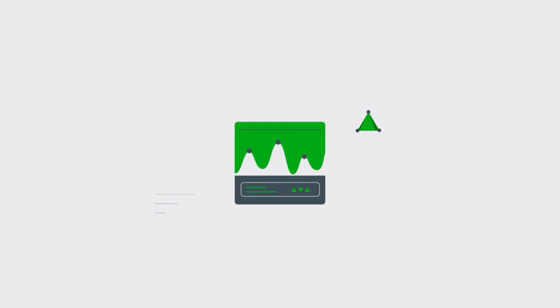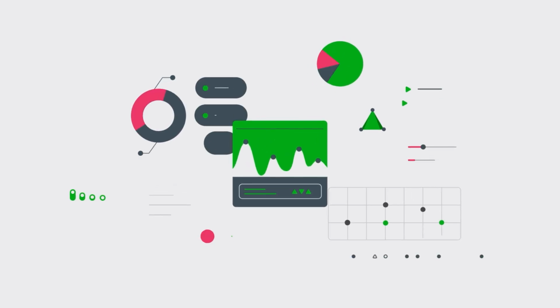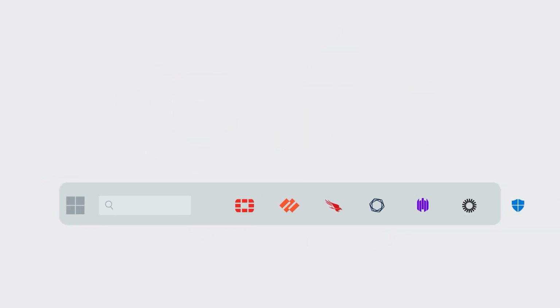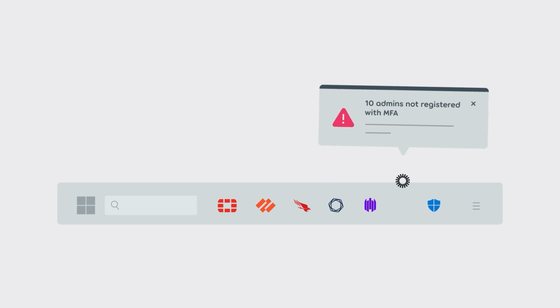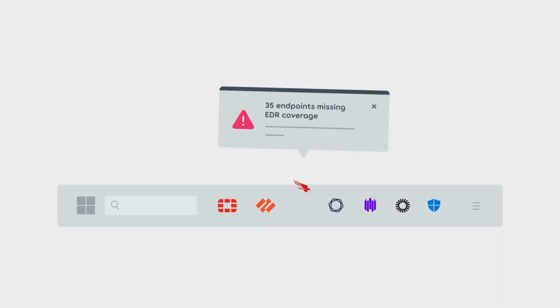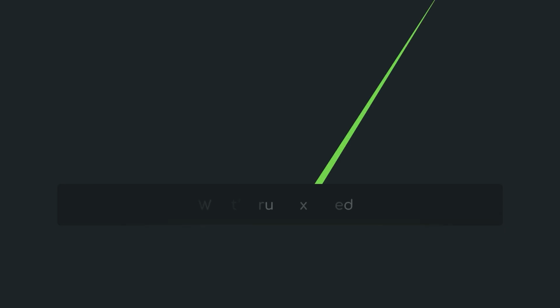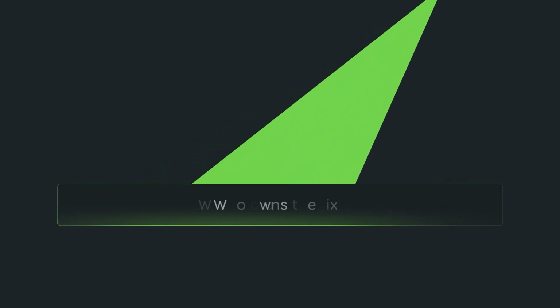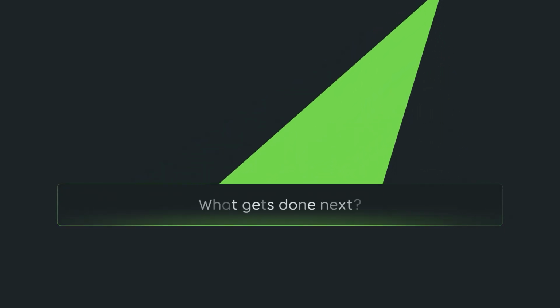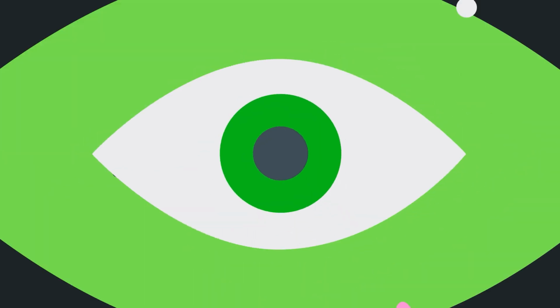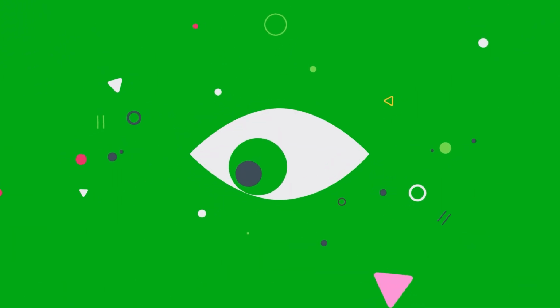Security teams aren't short on data. They're overwhelmed by it. One tool flags a vulnerability, another spots a misconfiguration, a third warns of a lack of tool coverage. But none of them answer the real questions. What's truly exposed? Who owns the fix? What gets done next?